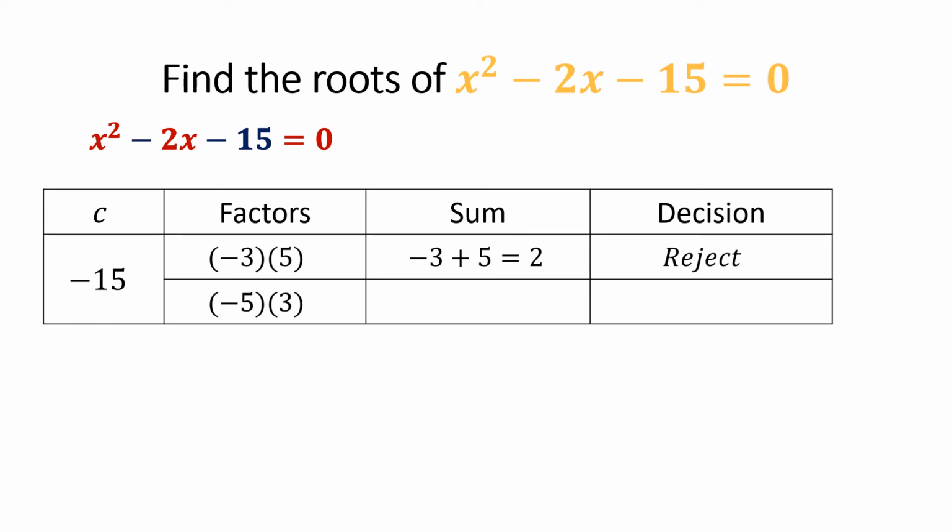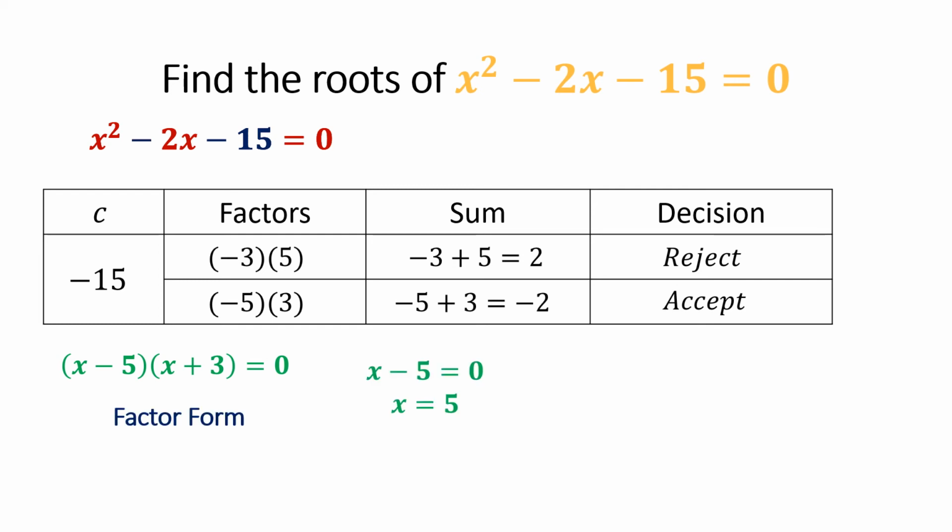Let's have now interchanging the sign. So negative 5 times 3. Getting now the sum, that's negative 2. So therefore, we need to accept that. And then we can now write that in factor form. So x minus 5 times x plus 3 is equal to 0. So that would be your factor form. Now, zero product property, x minus 5 is equal to 0. So that would be x is equal to 5. Then the other one is x plus 3 is equal to 0. So x is equal to negative 3. Therefore, the roots are 5 and negative 3.